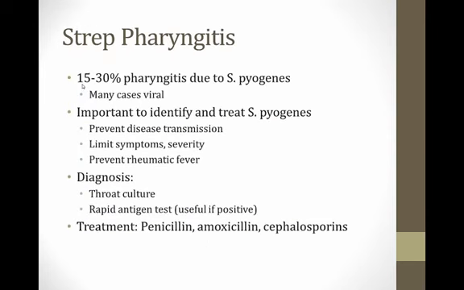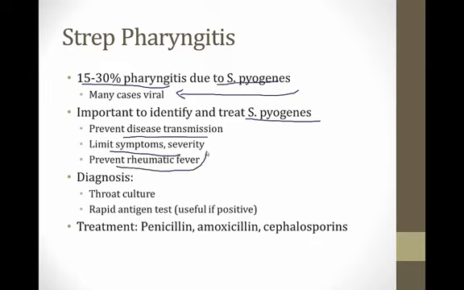About 15 to 30% of pharyngitis cases or sore throats are due to Strep pyogenes. So you should know that if you ever have a sore throat, the most likely cause is a virus. Strep is much less likely. But still, it's important to identify and treat Strep pyogenes for a couple of reasons. First of all, the usual things. We don't want the disease to get transmitted, and we want to limit symptoms. But importantly, if you don't treat Strep pyogenes early, patients are more likely to get rheumatic fever, which is a very serious complication of the strep infection.